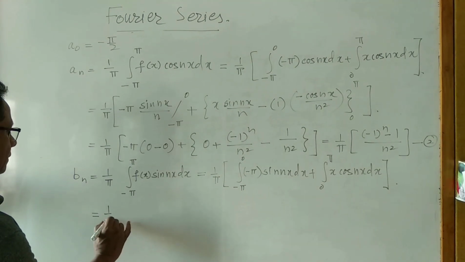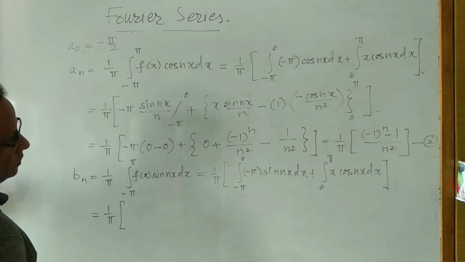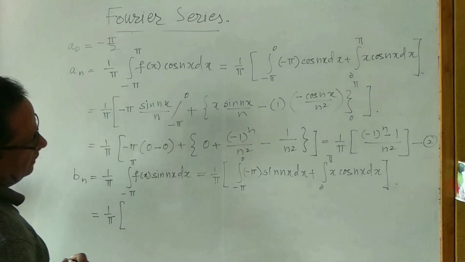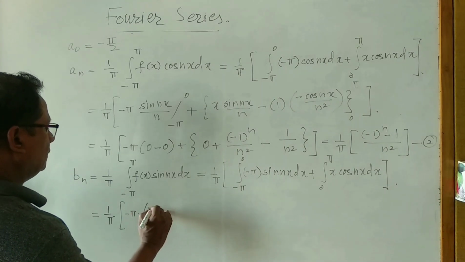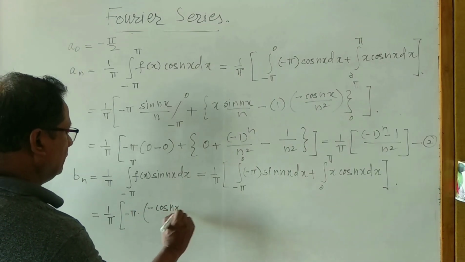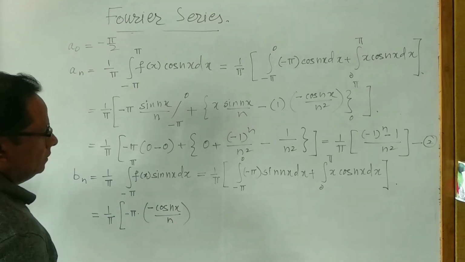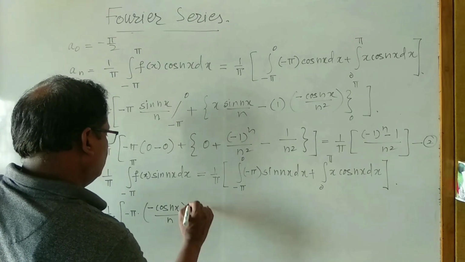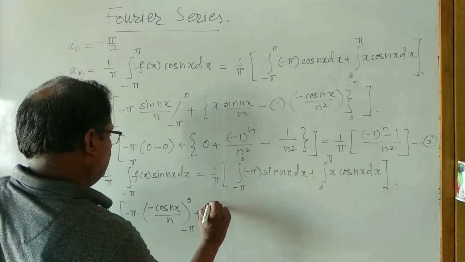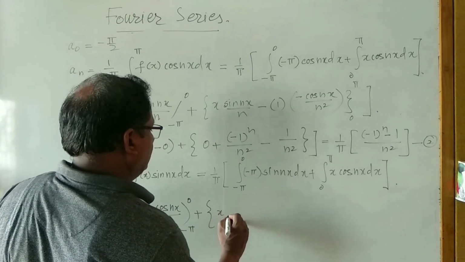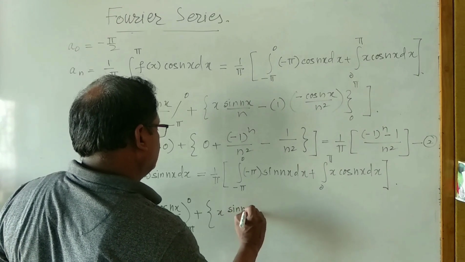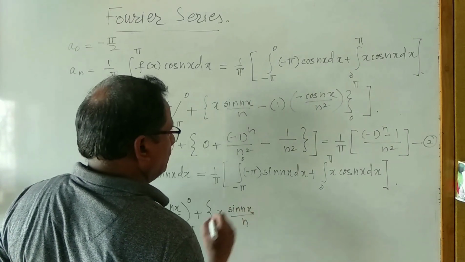1 upon pi, minus pi. Integral of sin nx is minus of cos nx. Minus pi into minus of cos nx upon n within the limit minus pi to 0 plus integral of x sin nx. First function x, integral of sin nx is minus cos nx upon n.